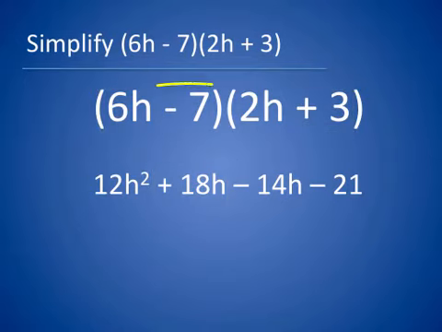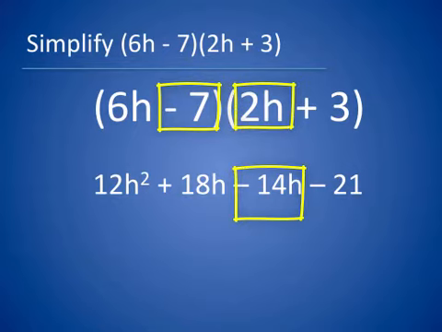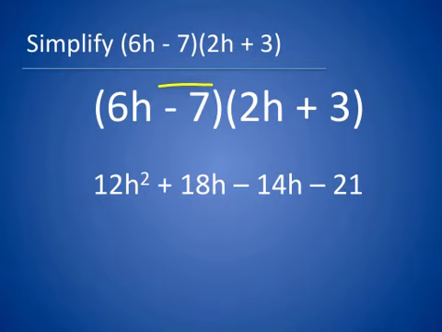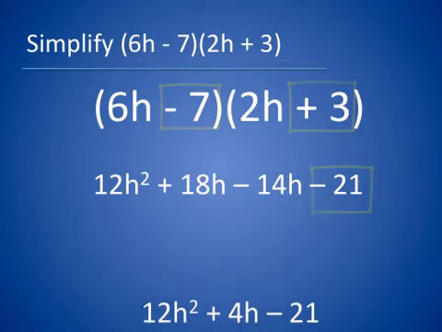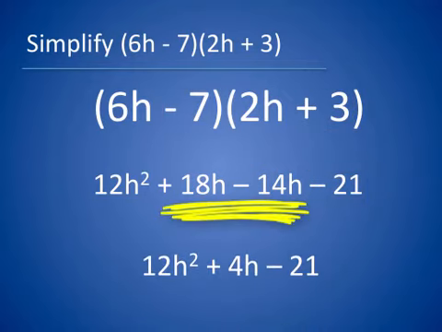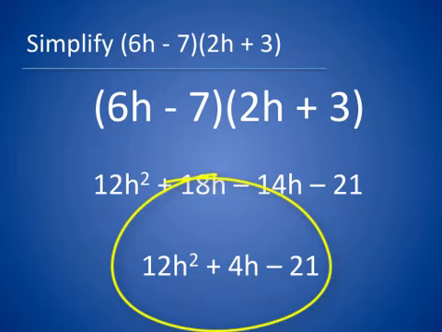And then when you look at the inner terms, negative 7 times 2h, you end up with negative 14h. And then when you look at the last terms, you have negative 7 and positive 3. And when you multiply those together, you end up with negative 21. Middle two terms combine, and so your final answer, you should have had 12h squared plus 4h minus 21.